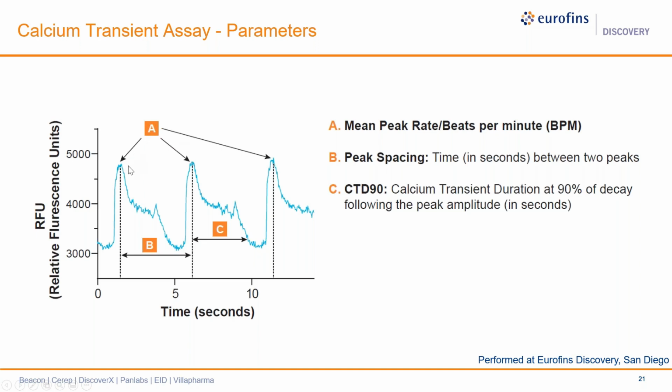First, we measure the mean peak rate, or beats per minute, which is basically how many times the calcium spikes per minute. Second, we measure the peak spacing, which is the time that passes between two calcium peaks. And third, we measure the CTD90, which stands for calcium transient duration at 90% of decay following the peak amplitude. So this means we are measuring the time it takes for the high calcium levels to go back to almost baseline, when only 10% of the lowest levels are remaining.